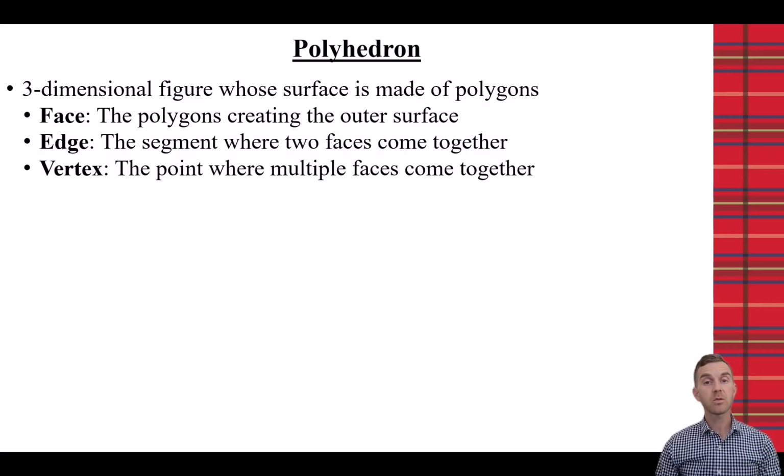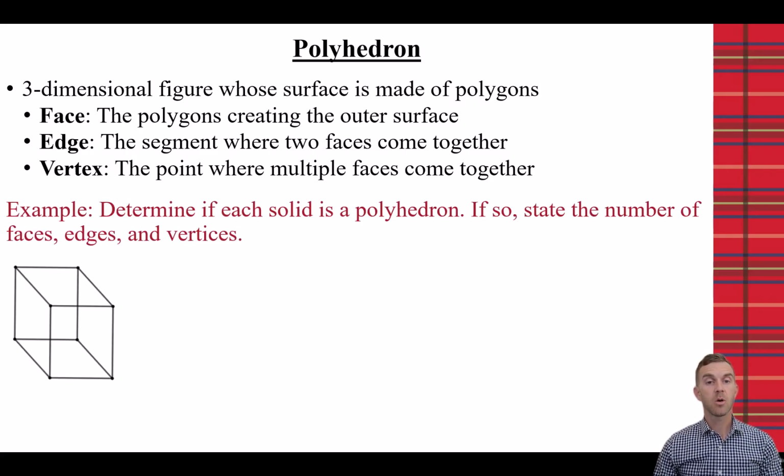The edges are where two of those faces come together to form a segment, and the vertices are the points where multiple faces come together. So when we look at shapes, we want to determine, is this a polyhedron or not? If we look at this solid that's provided here, we'd say, yes, it's made up of rectangles. This is a rectangular prism.